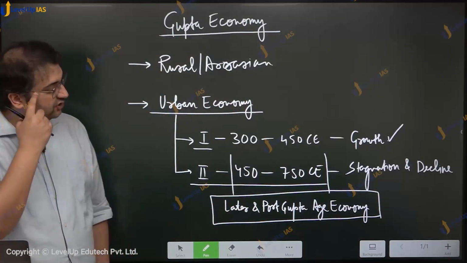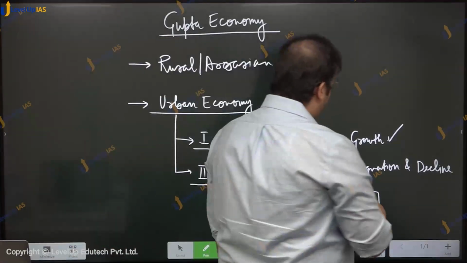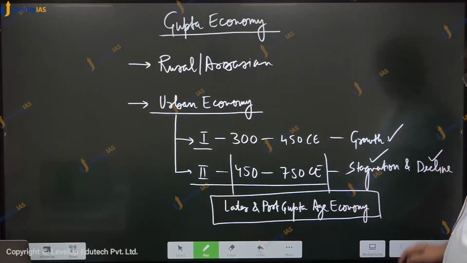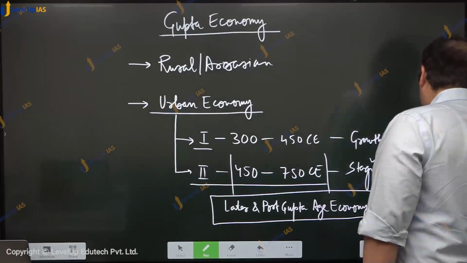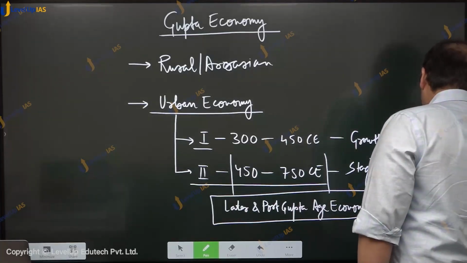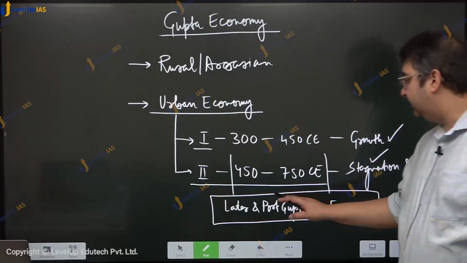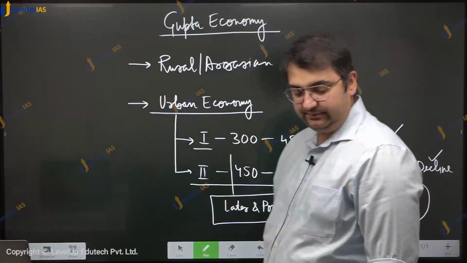Now, characteristics तो हमें पता है क्या? Stagnation and then rapid decline. What do we need to identify now? The important factors क्या थे इसके पीछे? ठीक है? So what were the important factors responsible for the decline of the urban economy during the later and post-Gupta ages?